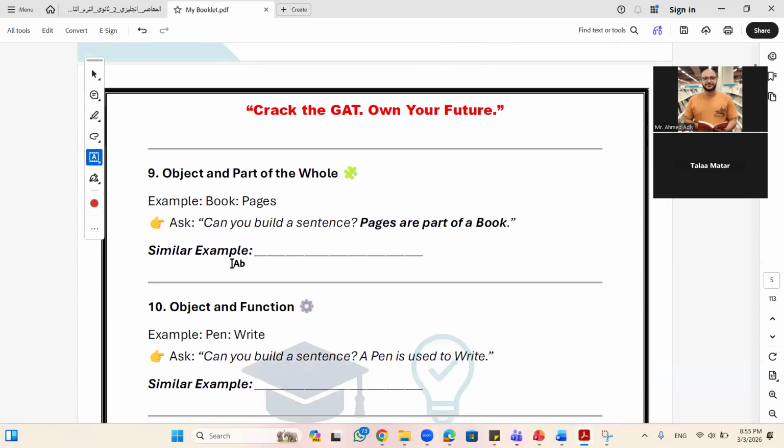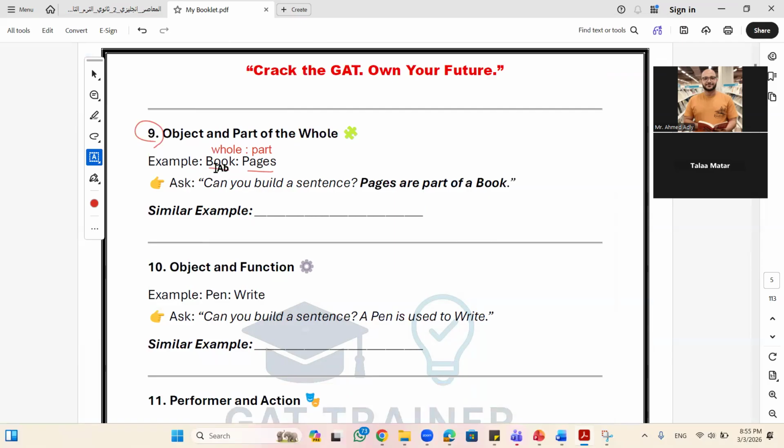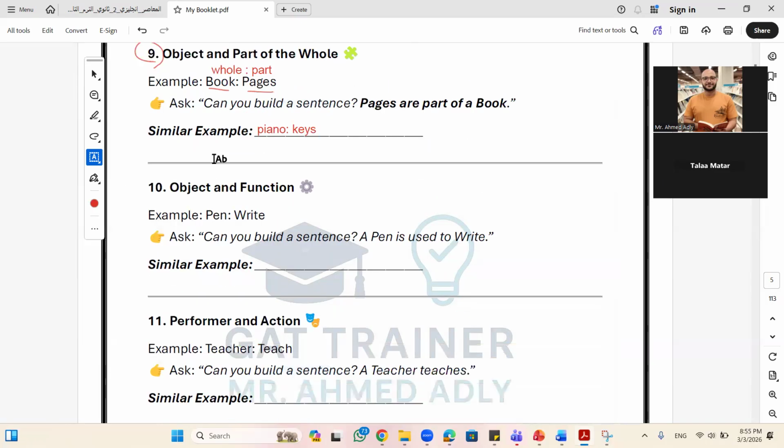An object and part of the whole. And this is, you can say, the first or the most common analogy question. Like a whole book and pages. So this is whole and part of whole. And sometimes we have the opposite, the part first and the whole second, like pages are part of a book. But here we have the whole first and then the part. Can you give me an example? Piano and keys. Perfect. Piano and keys.